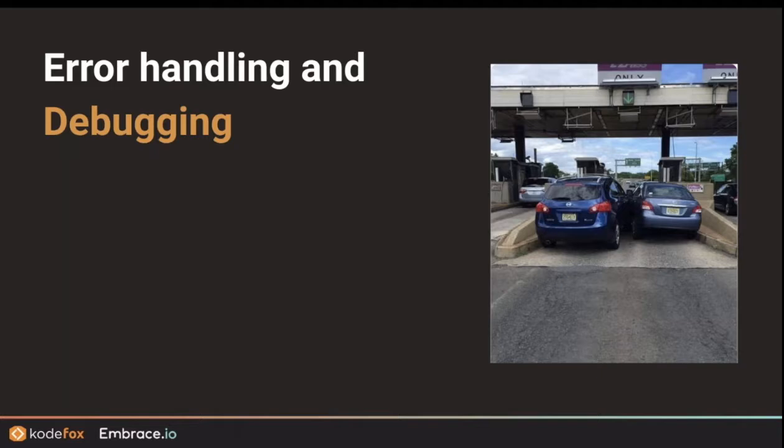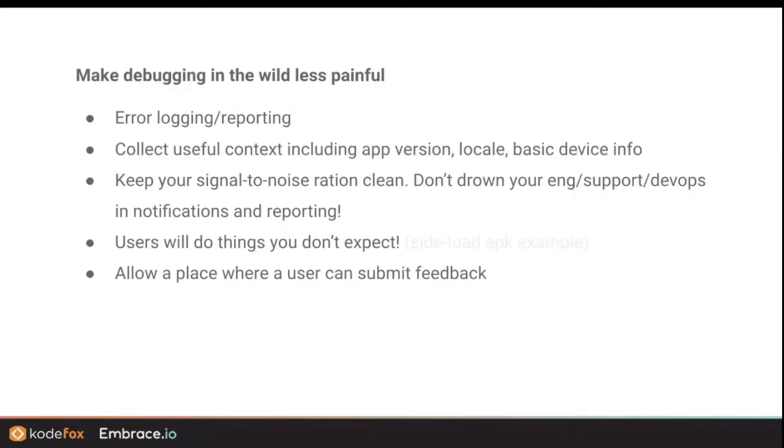And then you've got error handling and debugging, right? It's really easy to debug when you're in the simulator, when you're local, when you're in development. What happens when things go wrong in production, right? There are a few things you can think about in terms of architecting your app so that debugging in the wild is less painful. Obviously, table stakes here: error logging and reporting. I assume you're already doing that.